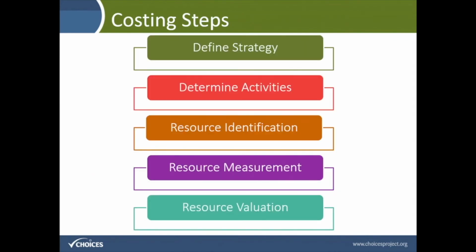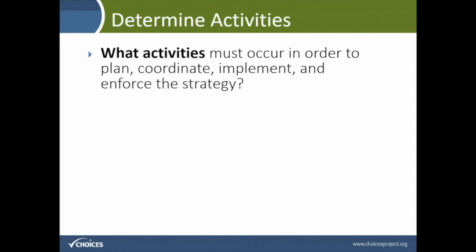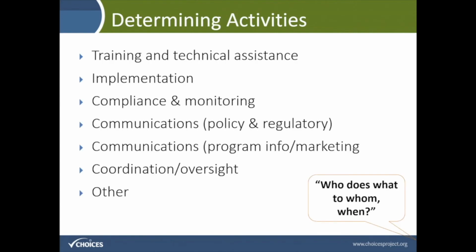Once we have determined what the strategy is and we've defined it, we then look to determine what the main activities are. We need to figure out what activities must occur in order to plan, coordinate, implement, and enforce the strategy. We have grouped the activities into these main categories. Within each of these categories, we'll need to think through what are the main activities or components. The key questions to ask yourself for each of these activities is who does what to whom when.